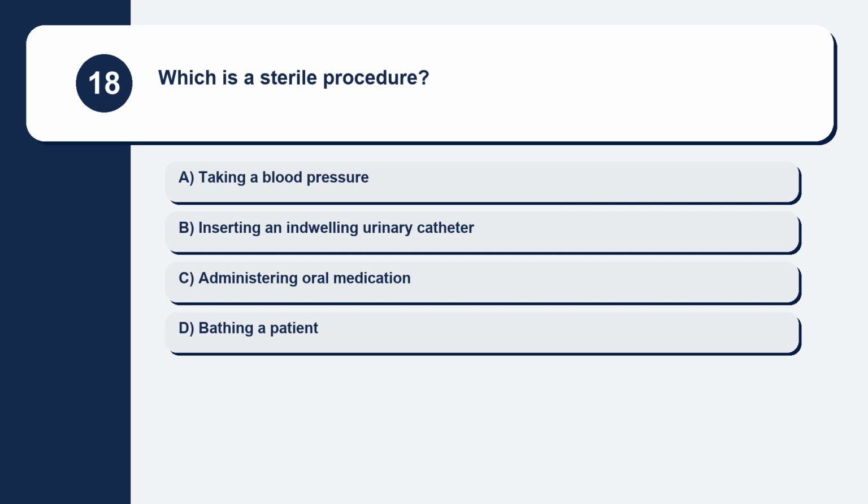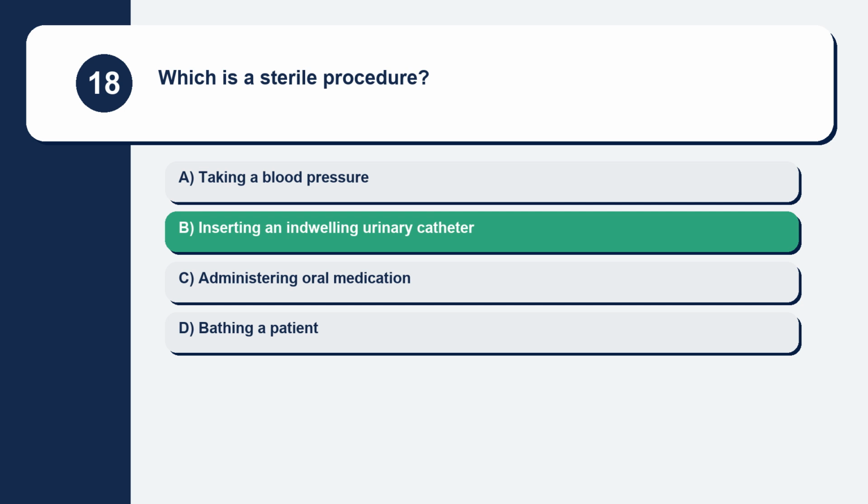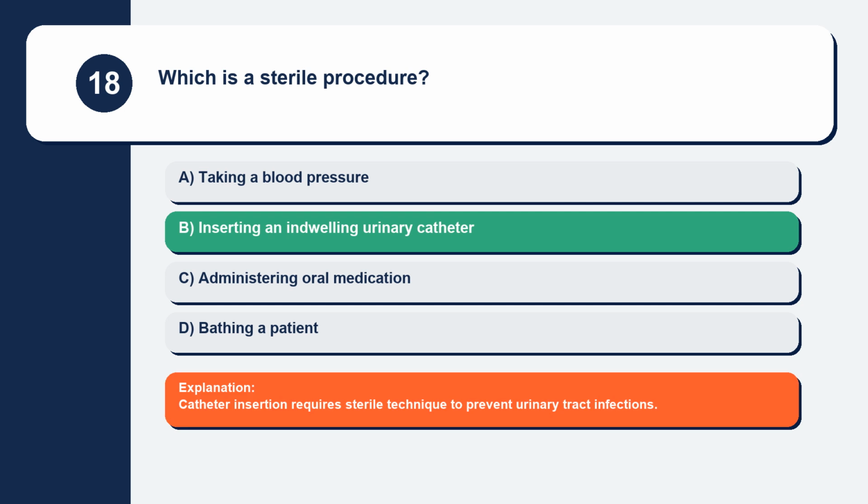Question 18. Which is a sterile procedure? Taking a blood pressure. Inserting an indwelling urinary catheter. Administering oral medication. Bathing a patient. Catheter insertion requires sterile technique to prevent urinary tract infections.